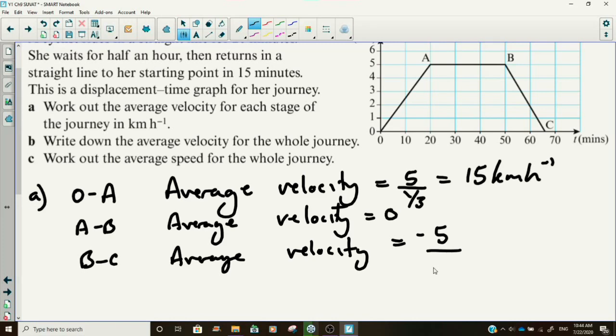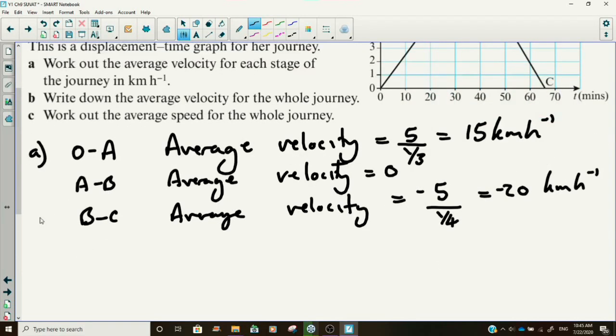For part B, it says write down the average velocity for the whole journey. Well, remember, the average velocity is the displacement over time. But the displacement from the starting point is 0, okay? They return back to the starting point at point C. So for part B, it's very easy. So the average velocity is equal to 0.